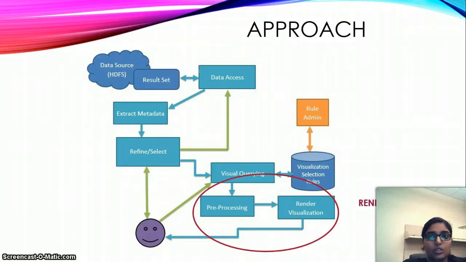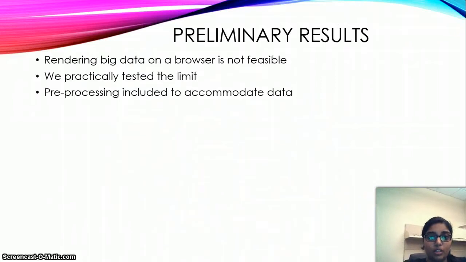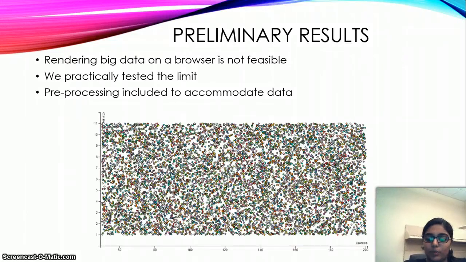The final module is called rendering. Preprocessing and rendering of the data to the client is done using d3.js. Talking about preliminary results, we practically tested the limit of how big data can be rendered on a browser, and we found that it is not exactly feasible.